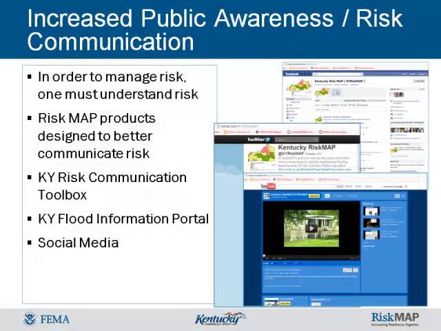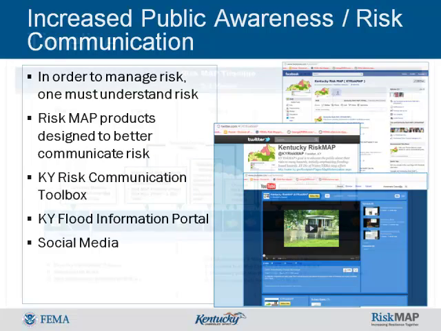In addition to the products available from FEMA, the Kentucky Division of Water is developing a Kentucky Risk Communication Toolbox. Portions of the toolbox can be found on the Kentucky RiskMAP channel on YouTube. In addition, a Kentucky Flood Information Portal is being developed that will provide the FIRMs and Flood Insurance Study, or FIS, as well as the supporting engineering analysis for these regulatory products. The use of social media, including Facebook and Twitter, is being implemented to communicate risk mitigation programmatic activities and updates regarding disasters in the Commonwealth.